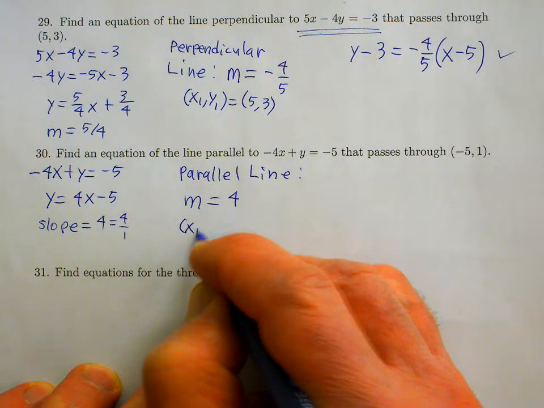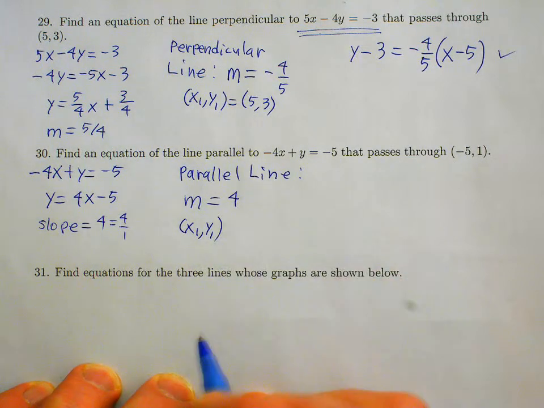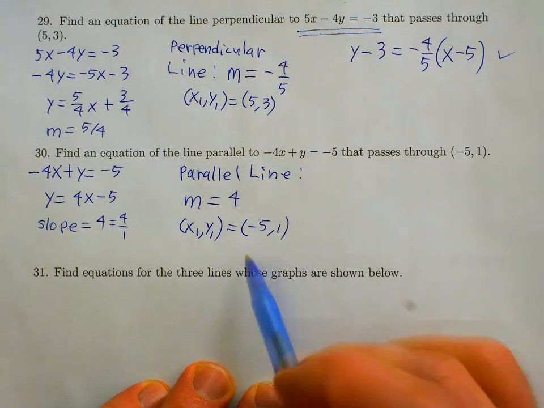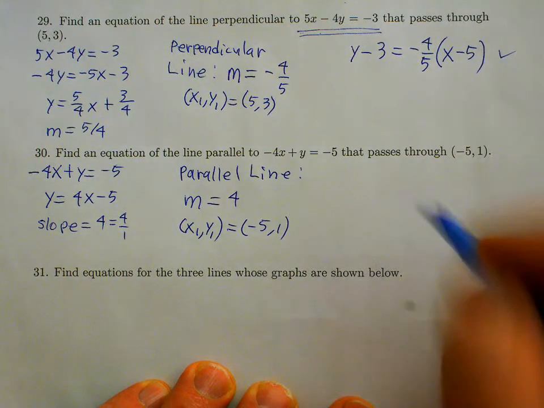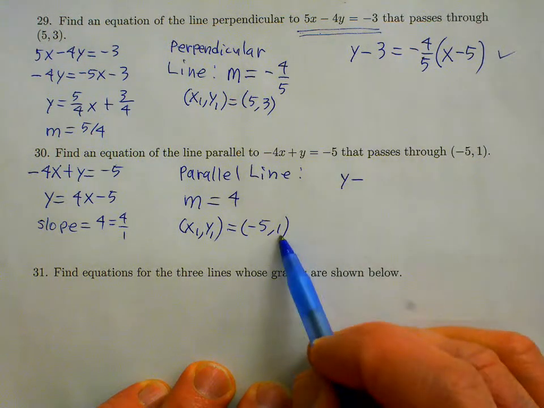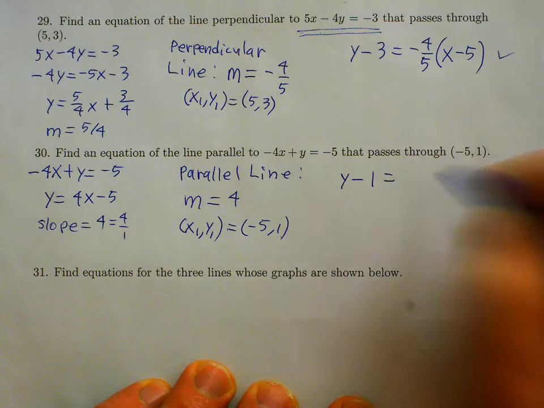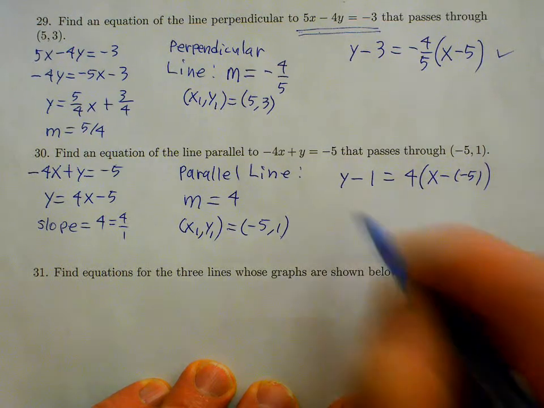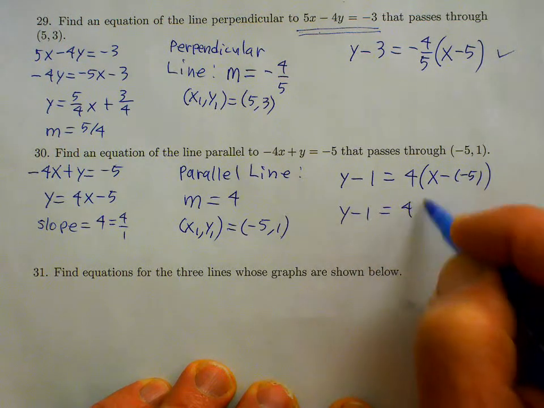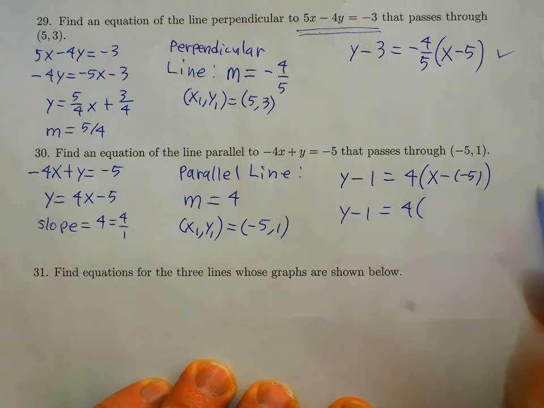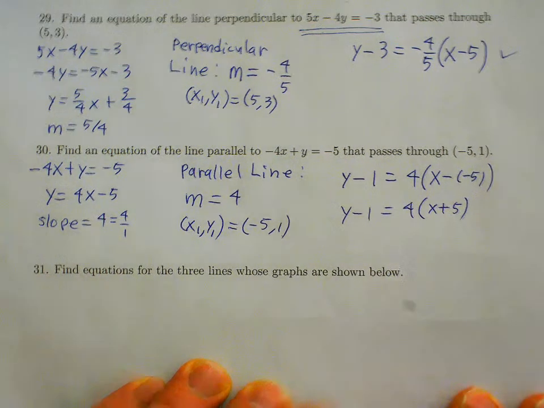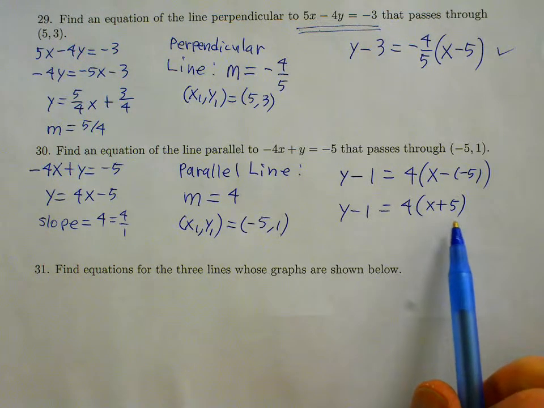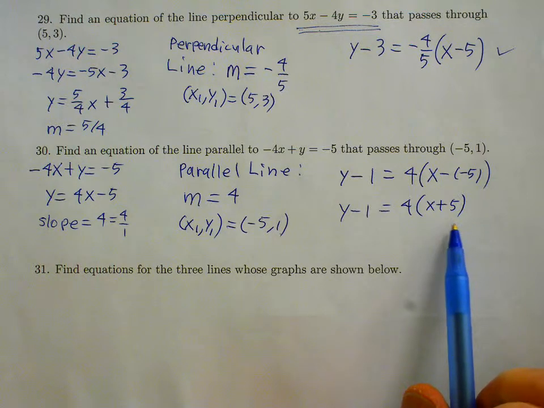And we're told that that new line passes through the point (negative 5, 1). So we'll begin with the point slope form. So y minus the y coordinate, y minus 1, equals the slope 4 times x minus negative 5. And simplify the x minus negative 5 to x plus 5. Okay, so that's a perfectly fine answer if the equation doesn't have to be in a particular form.